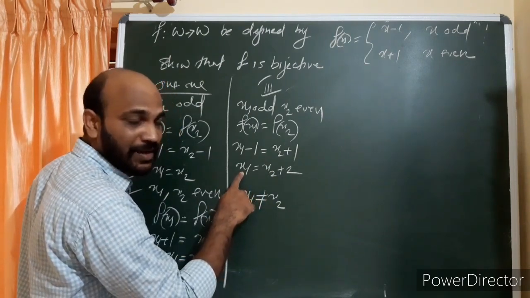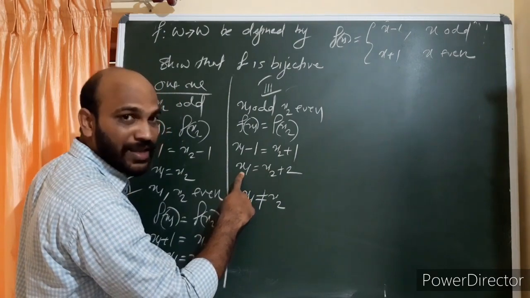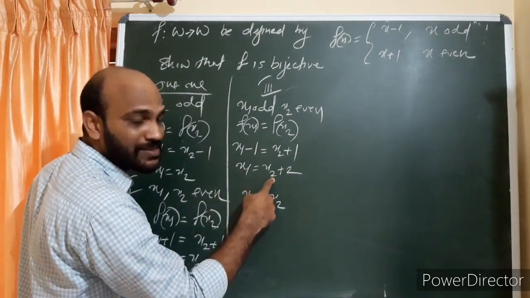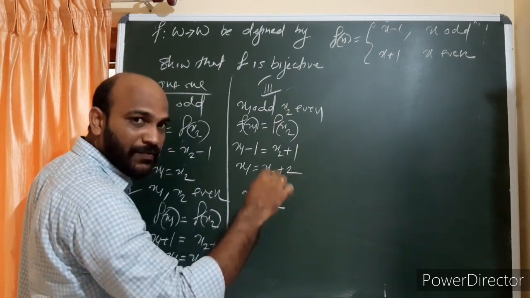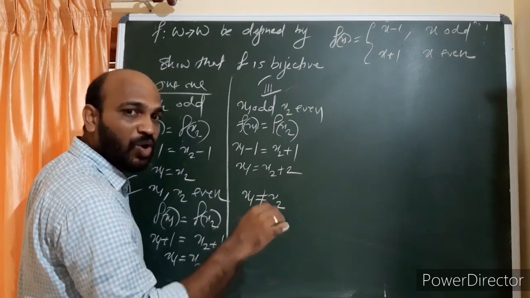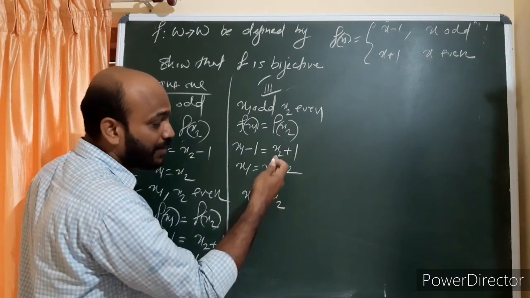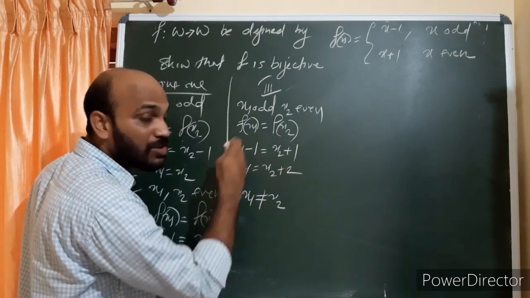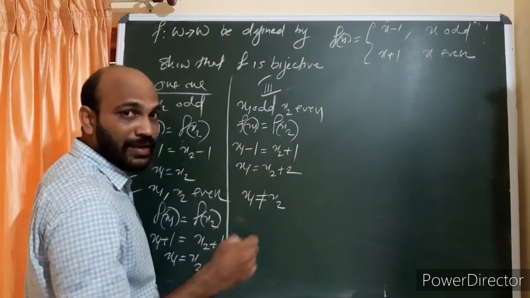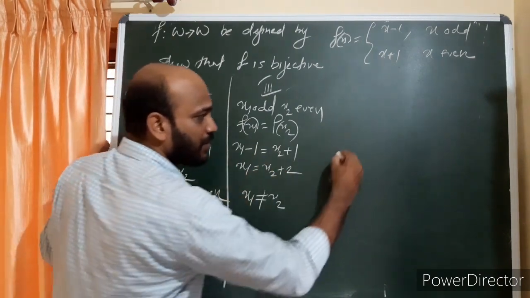Take left hand side. Left hand side is x1, that is an odd number. What about right hand side? x2 even number plus 2. Even number plus 2 is always an even number. So right hand side is even number, left hand side is odd number. This is not possible.